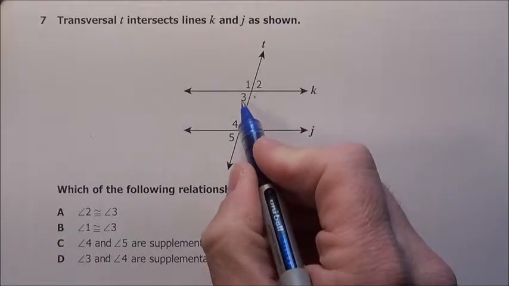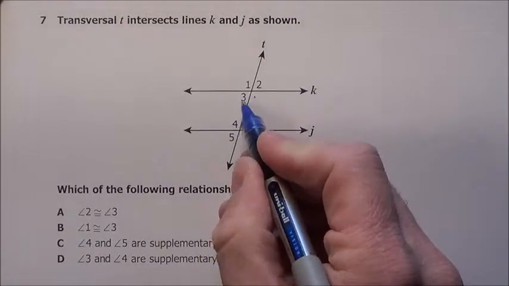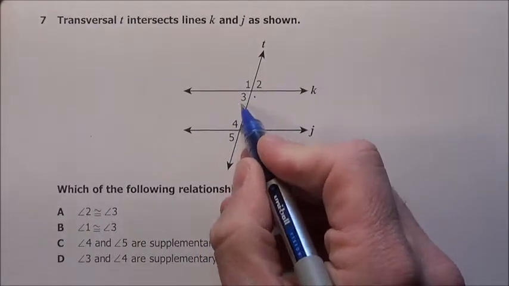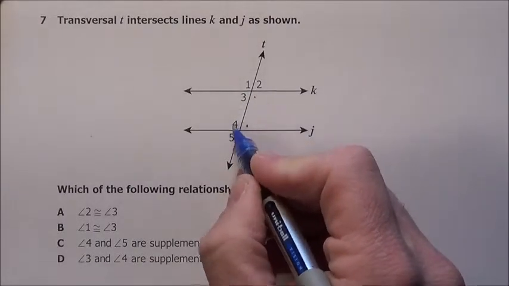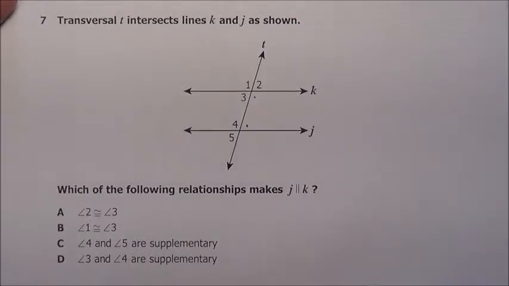And the final option is if 3 and 4 add up to 180. Okay, these are consecutive interior angles, and you see that angle is totally different. This is obtuse, that's acute. If those interior angles on the same side of the transversal add up to 180, then the lines are parallel. So let's see what options they give us.